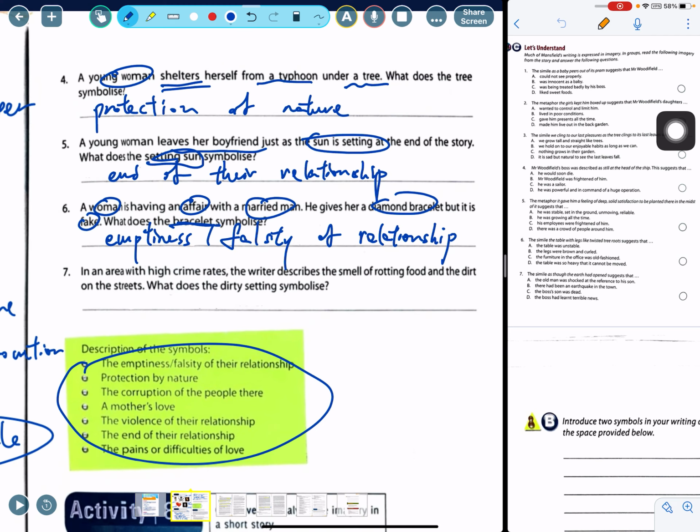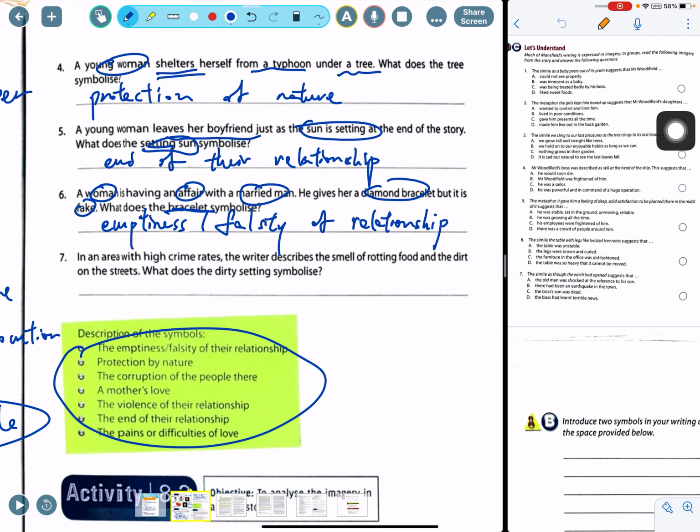In an area with high crime rates, there is the smell of rotting food and dirt on the streets. Why is an area with high crime rates associated with the smell of rotting food and dirt on the streets? Because it feels like everything is bad, everything is corrupted there. So it's the corruption of people there.